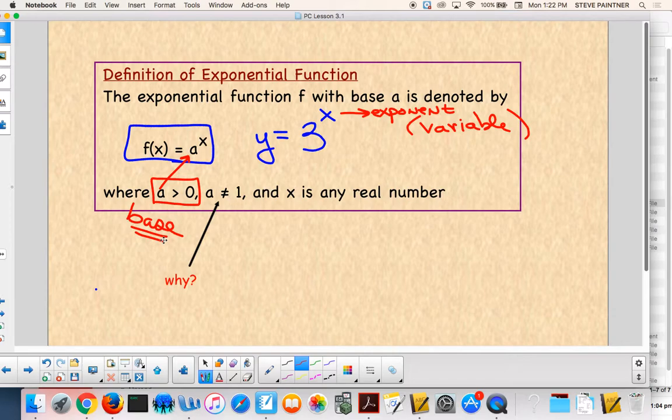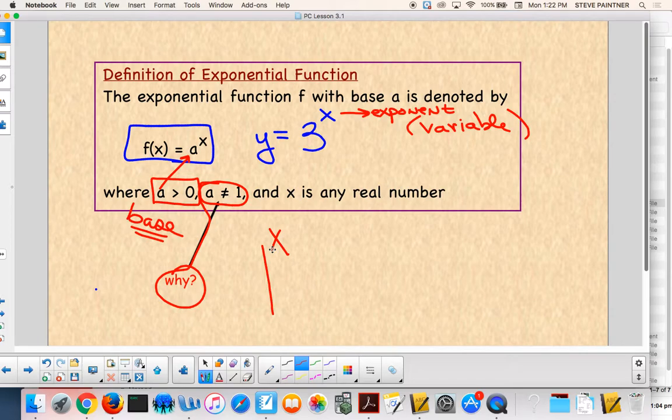Where a must be greater than 0. So this number has to be bigger than 0. Can't be negative. Can't be 0. A can't be what, though? 1. Oh, why not? That would be your look if a was 1. Why can't a be 1?